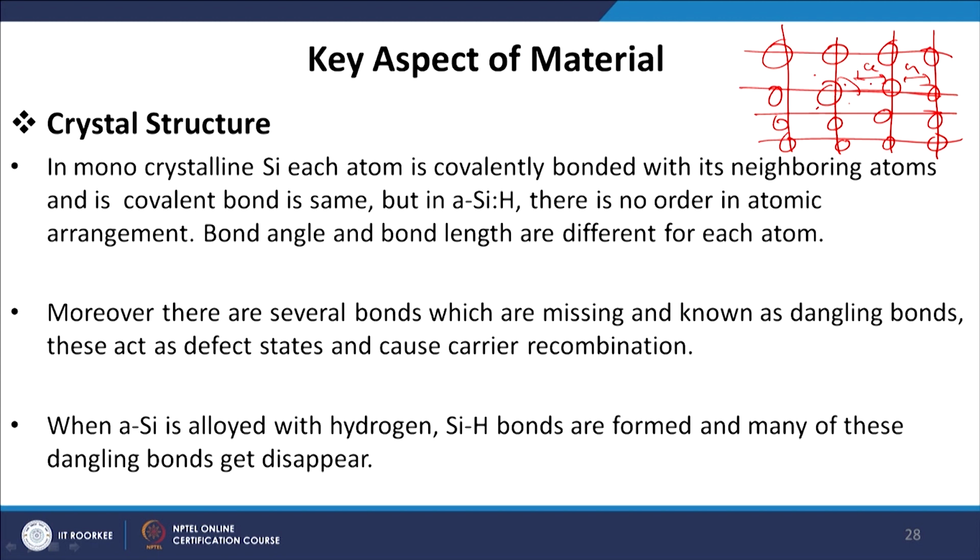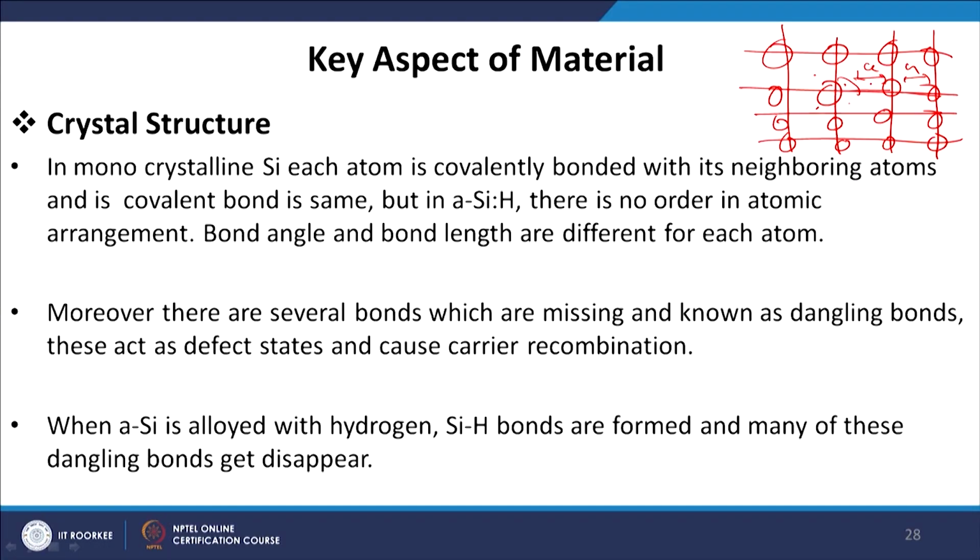These dangling bonds in amorphous silicon are a major source of trap or defect states. These defect states act as a source of electron hole recombination. We do not want a lot of electron hole recombination, because that acts as a non-radiative source of loss in the case of optoelectronic devices.